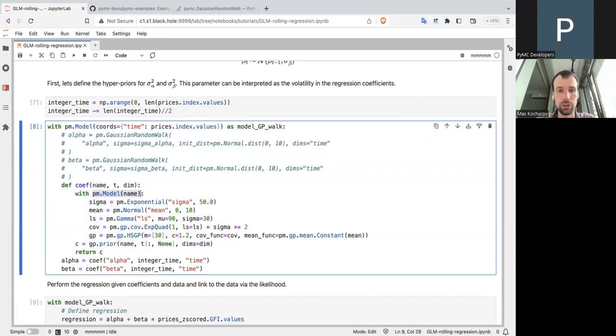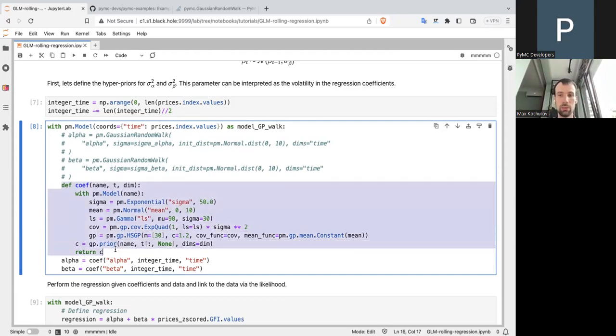If you don't know what the nested model API is, it's basically a name prefix for all the variables you create in a nested context. So it would be name sigma, name mean, name length scale, and you can ignore any complexity in doing it manually. So you define something you can do repeatedly and instantiate the Gaussian process for each of the variables.